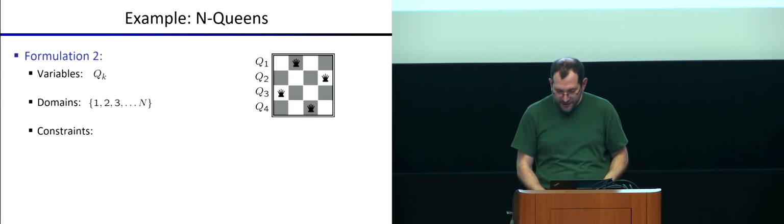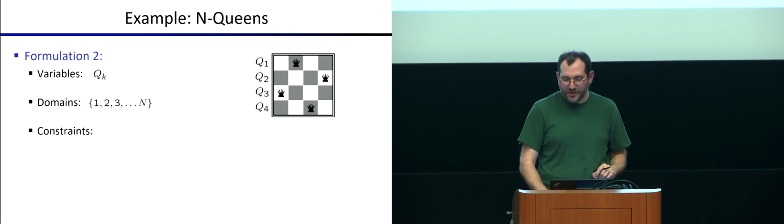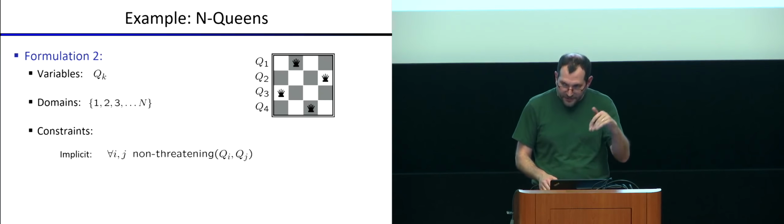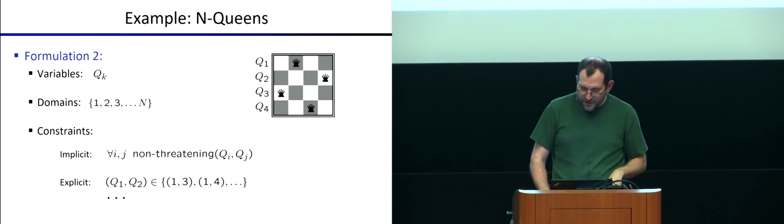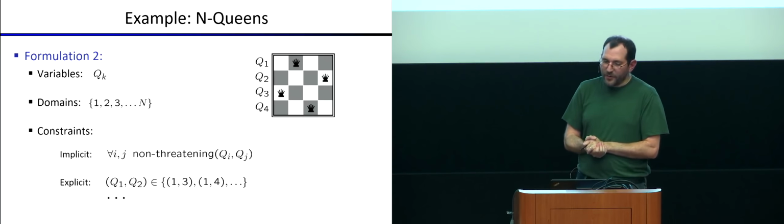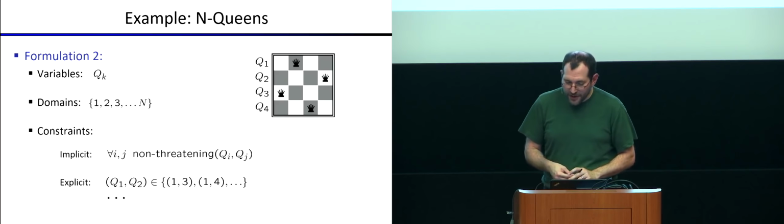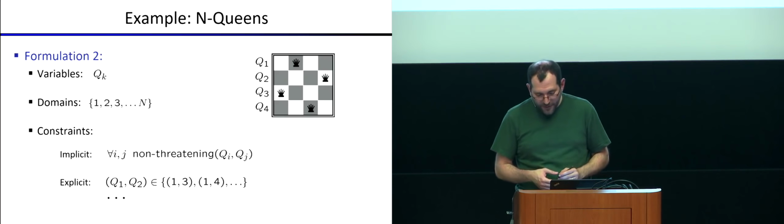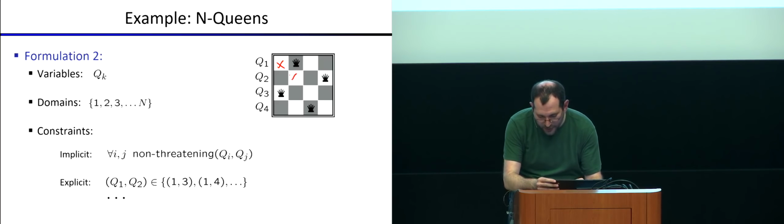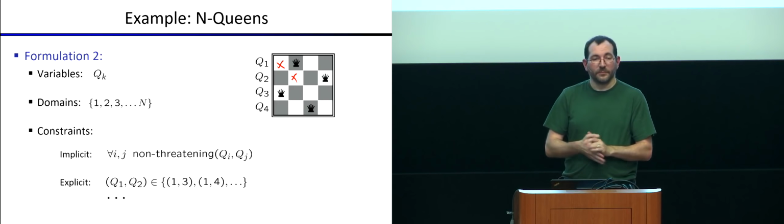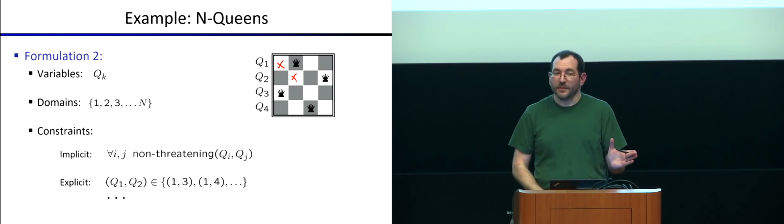Now again, we have to write down the constraints. And here the constraints are actually a little bit more complicated, so we can write them down implicitly, saying for all I and J, that means for all pairs of queens, they don't threaten each other. Or we could just start writing this down, like queen 1 and queen 2 together can't take on any values other than 1,3, that's okay, 1,4, that's okay, but like 1,2 would not be okay because then they would be diagonally threatening. Okay? That's N queens. Any questions?